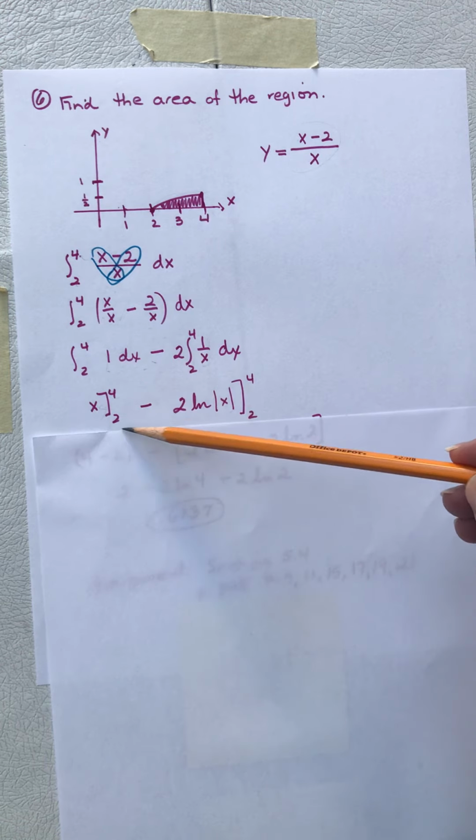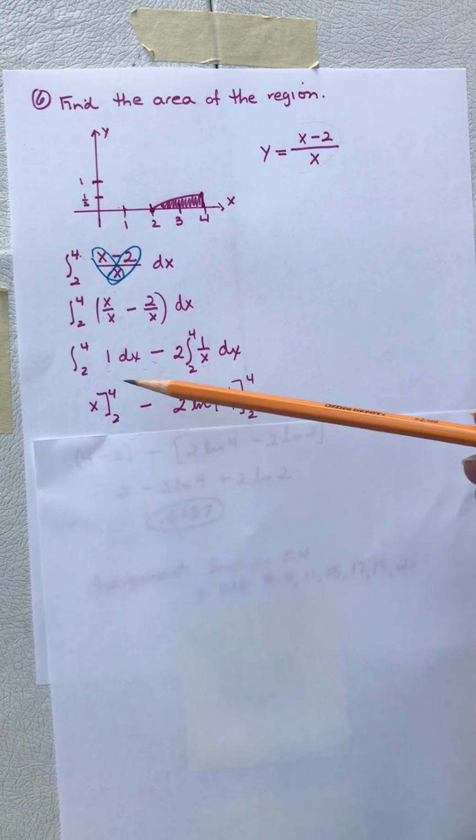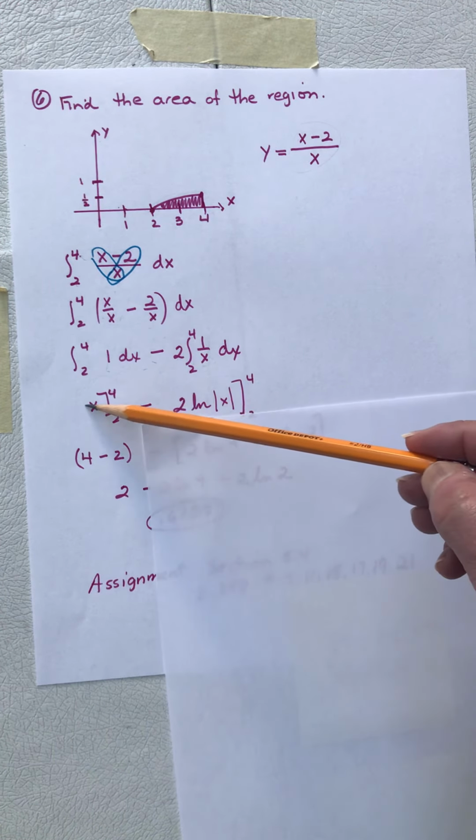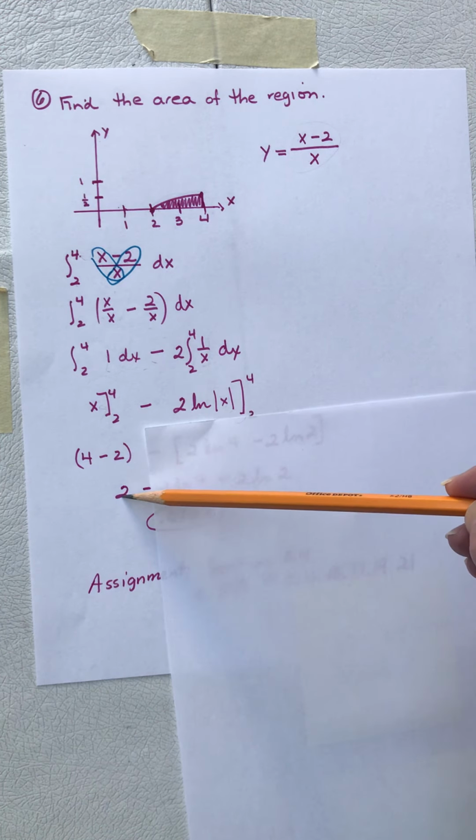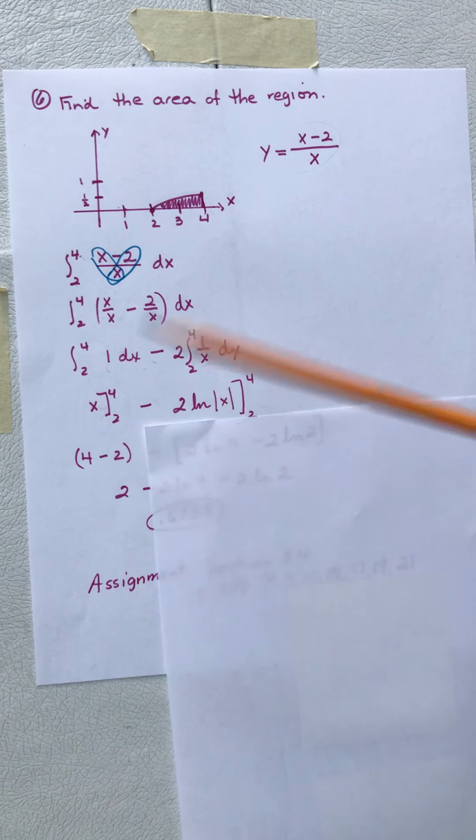So let's see what happens. Let's do the x first. So we plug in the 4 first. We plug in 2. We subtract 4 minus 2. We get 2. Okay, so we're done with the x.